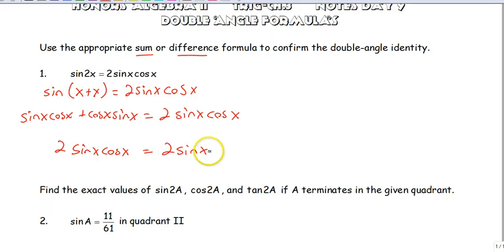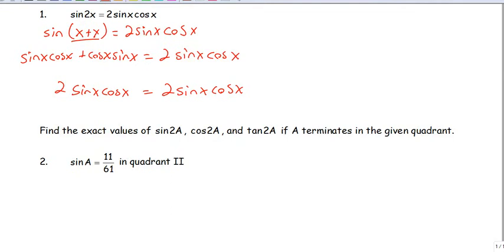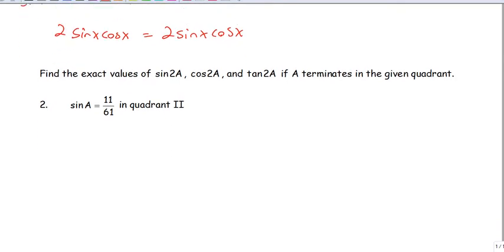Now, you will have a few of these in your worksheet. Just use the correct sum formula for cosine. But most of the time, all you're doing is splitting this apart and then using the correct formula that you need to use. Alright, so that's that. That's an identity using our double angle and sum and difference formulas.